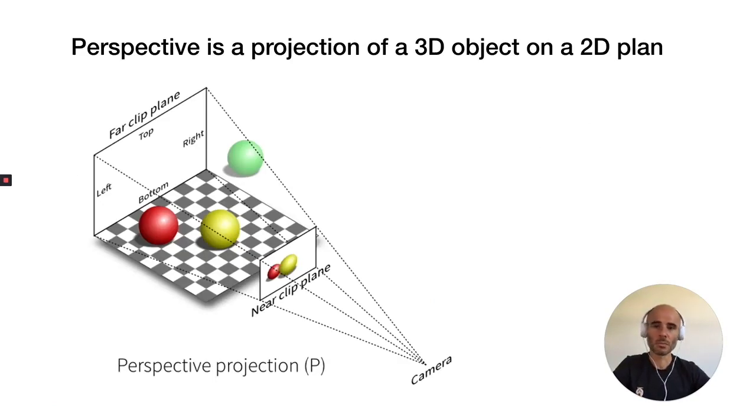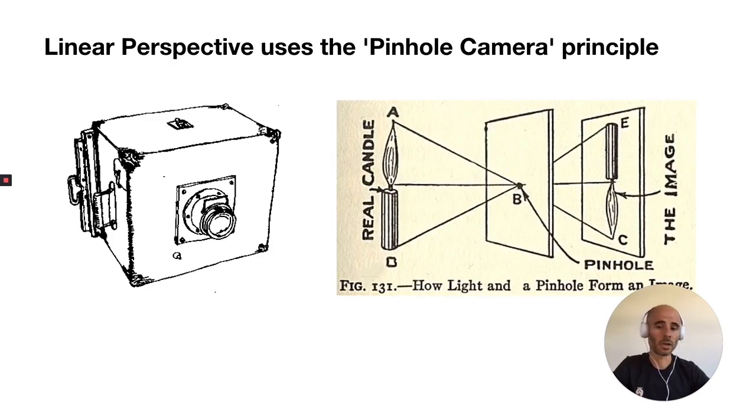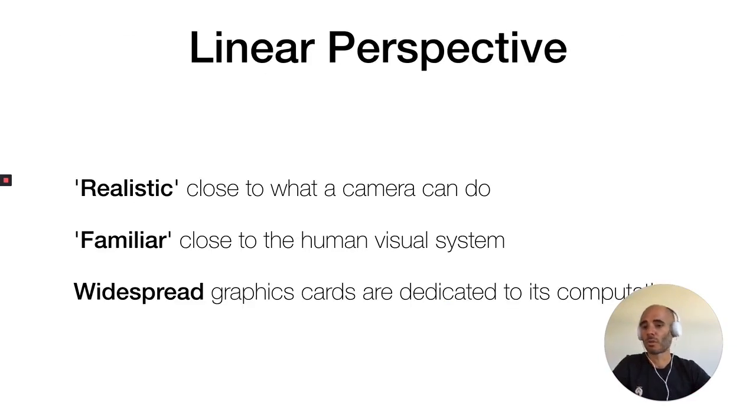A perspective is a projection of a 3D object on a 2D plane. And most of our cameras today use the linear perspective from the pinhole camera principle. It has several advantages. First, it's realistic, familiar because it's close to our visual system, but it's also widespread because every graphical card today is dedicated to its computation.